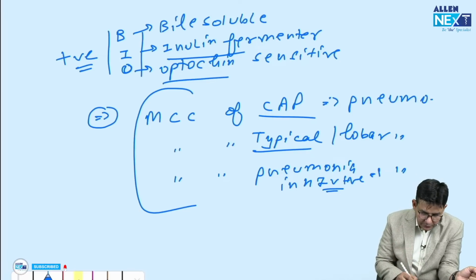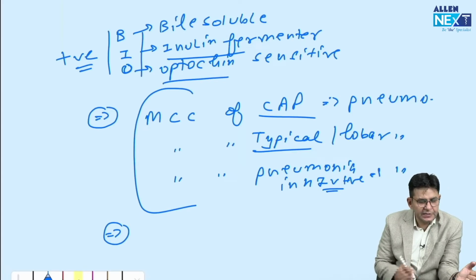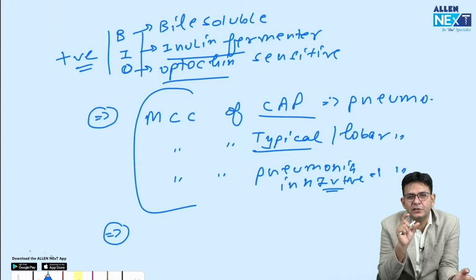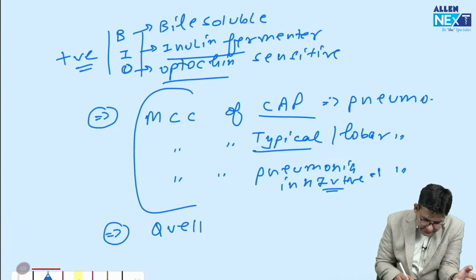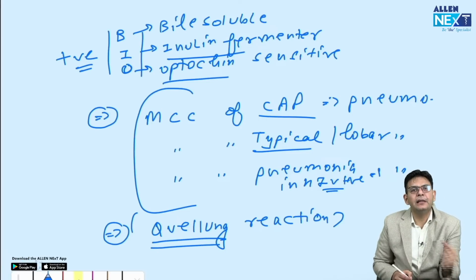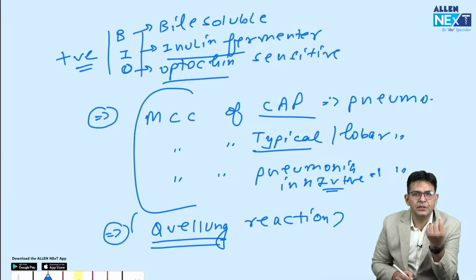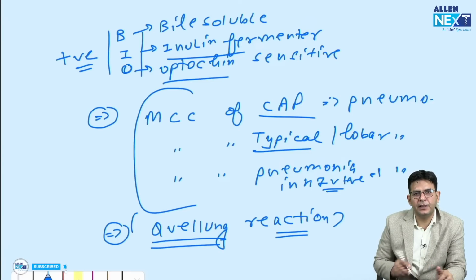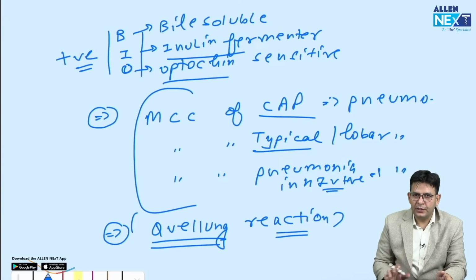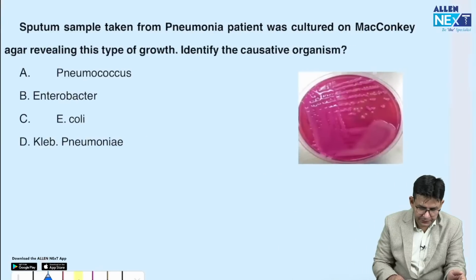Another one, if I ask you that there is something about the capsule of this organism, what is that particular something? That something is Quellung reaction, and this is basically the capsular swelling. Quellung, lung, pneumo. So Quellung reaction is associated with this particular pneumococcus only. So these are the important ones which you need to know regarding the pneumococcus.